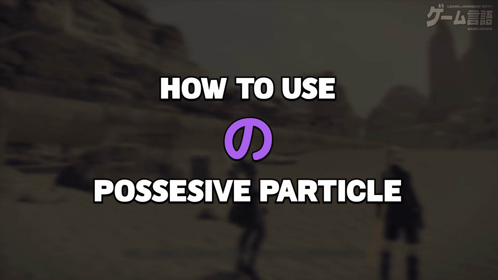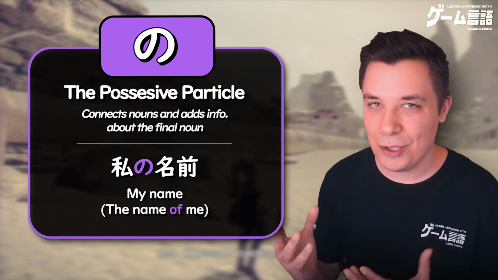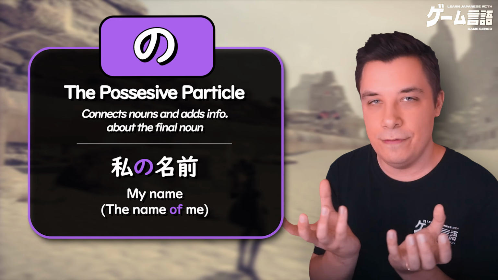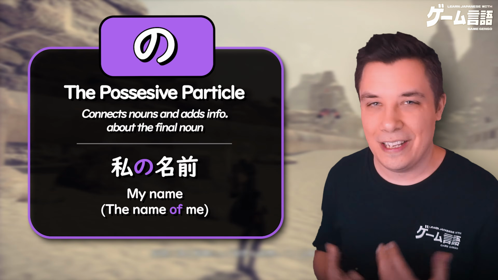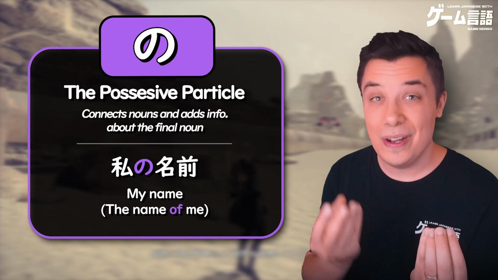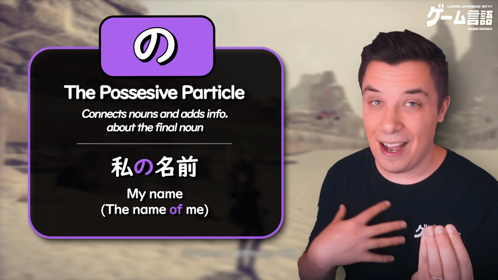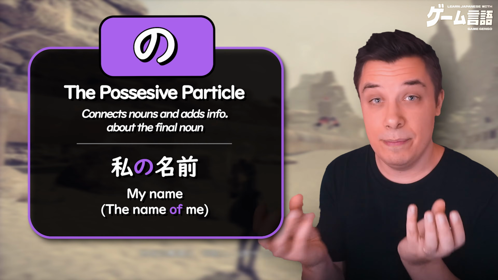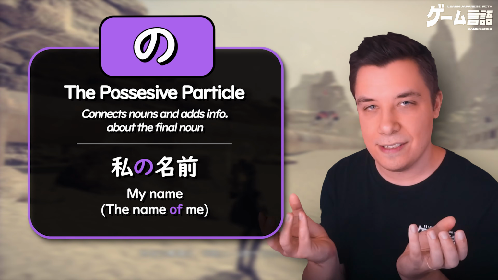How to use no, the possessive particle. So here we have the possessive particle no. And this is used in between two nouns to show a possessive relationship between two things. Like for example, watashi no namae. Watashi means I, namae means name. And what the no particle does in between these two nouns is it connects them together.